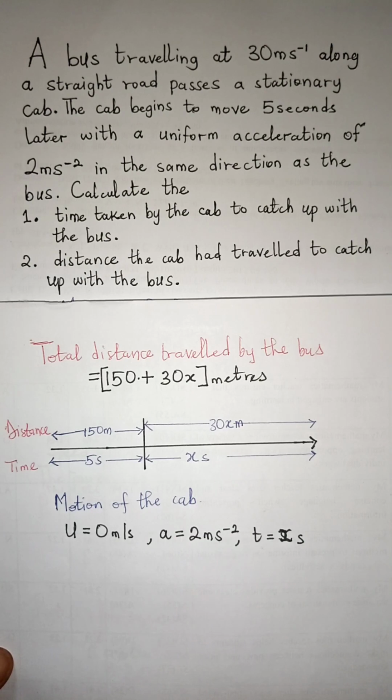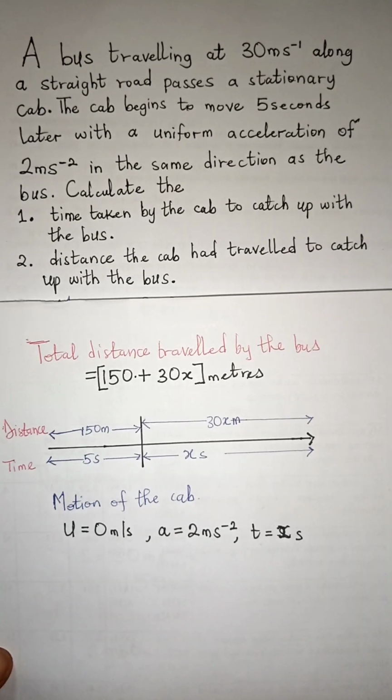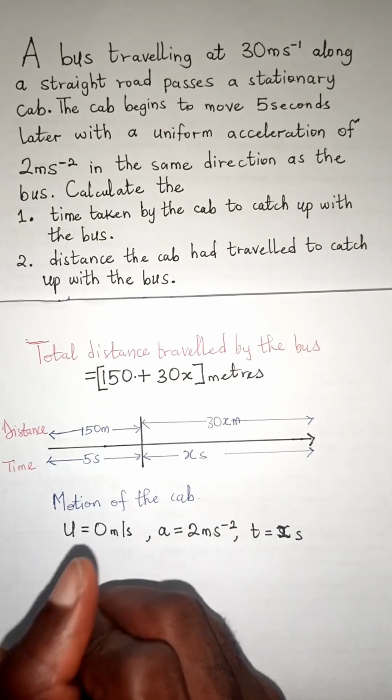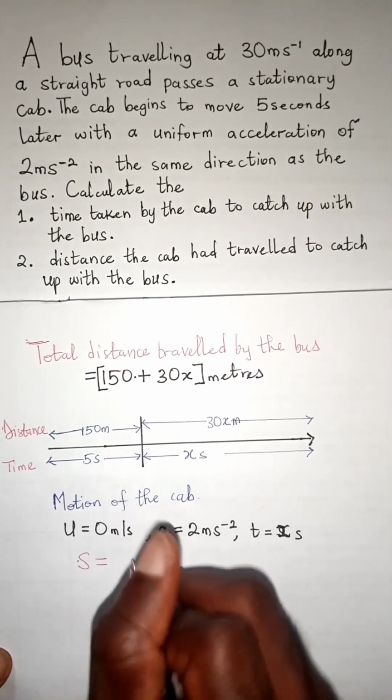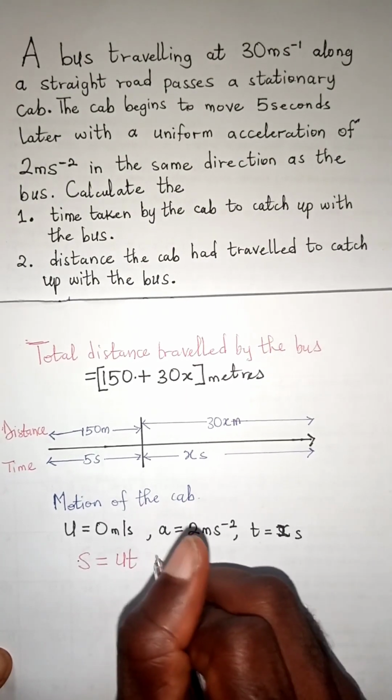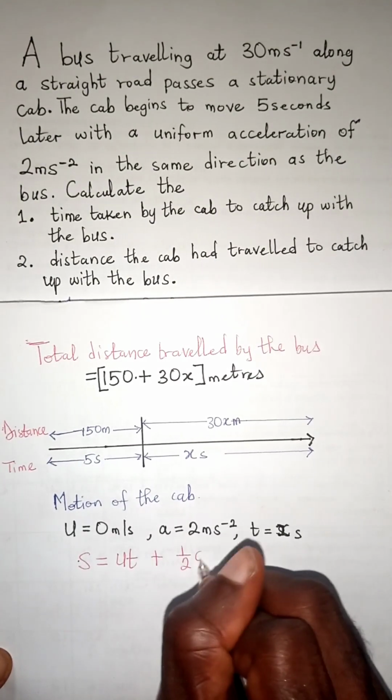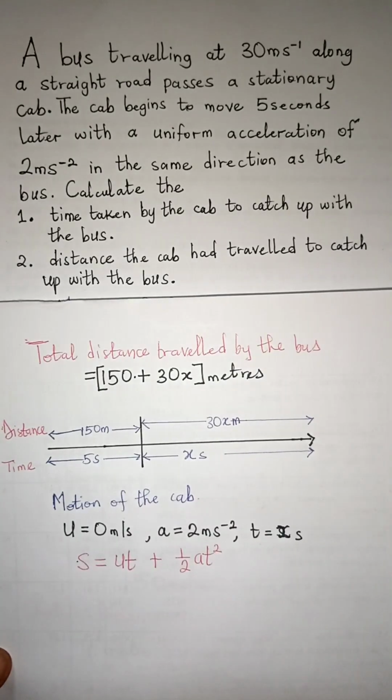Now, in order to find the distance covered by the cab while catching up with the bus, we will need one of the equations of motion based on the data that we have. And this equation of motion that we're going to use is S equals ut plus half at squared, all the symbols having their usual meanings.